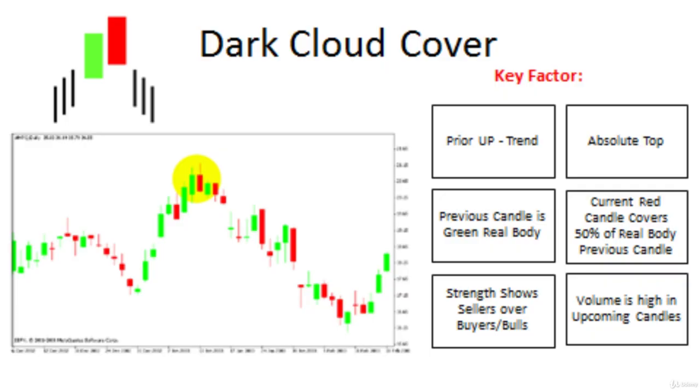Now we consider the next pattern called dark cloud cover. As the candlestick formation shown on your screen, there are two candles at the top positions. One candle is a green candle and the next candle is a big red candle, which covers 50% of the real body of the previous green candle. It shows that bears show strength over bulls.